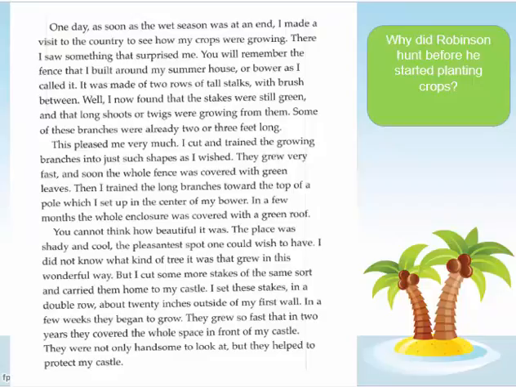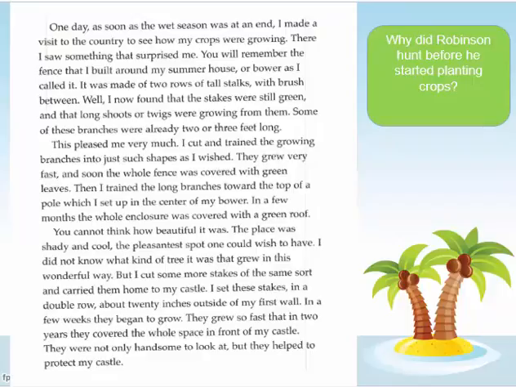I did not know what kind of tree it was that grew in this wonderful way, but I cut some more stakes of the same sort and carried them home to my castle. I set these stakes in a double row about 20 inches outside my first wall. In a few weeks they began to grow. They grew so fast that in 2 years they covered the whole space in front of my castle. They were not only handsome to look at, but they helped protect my castle.